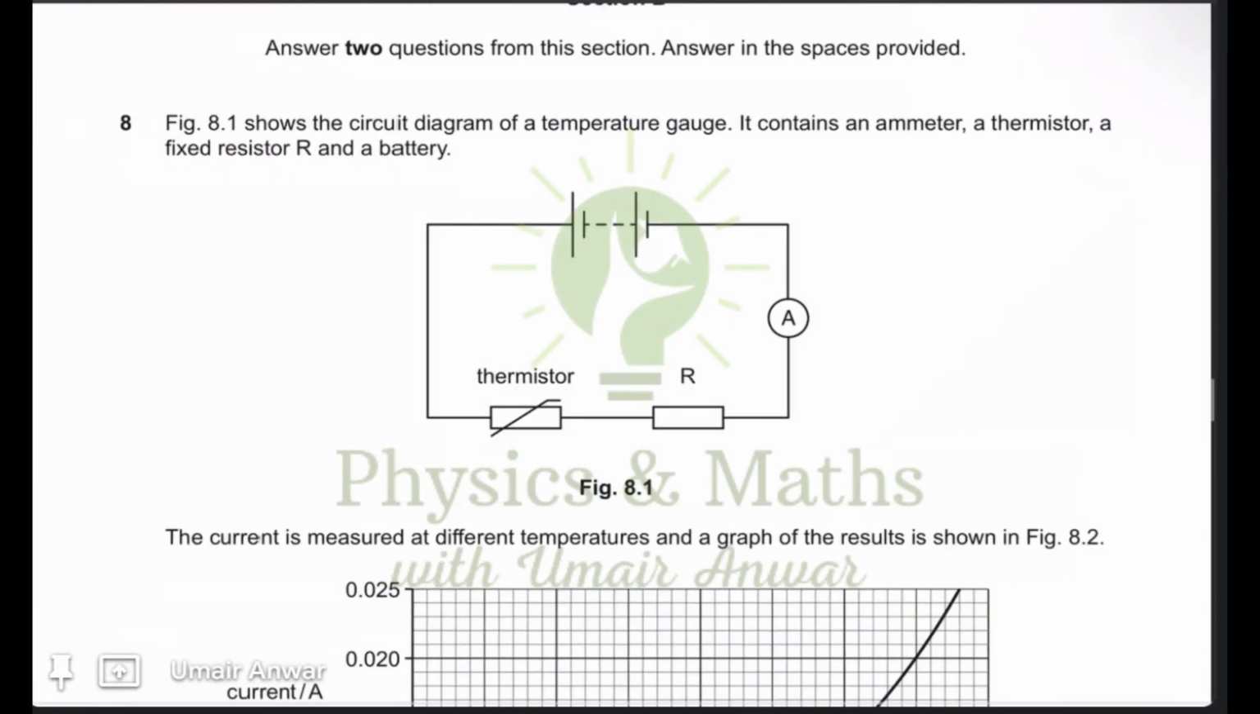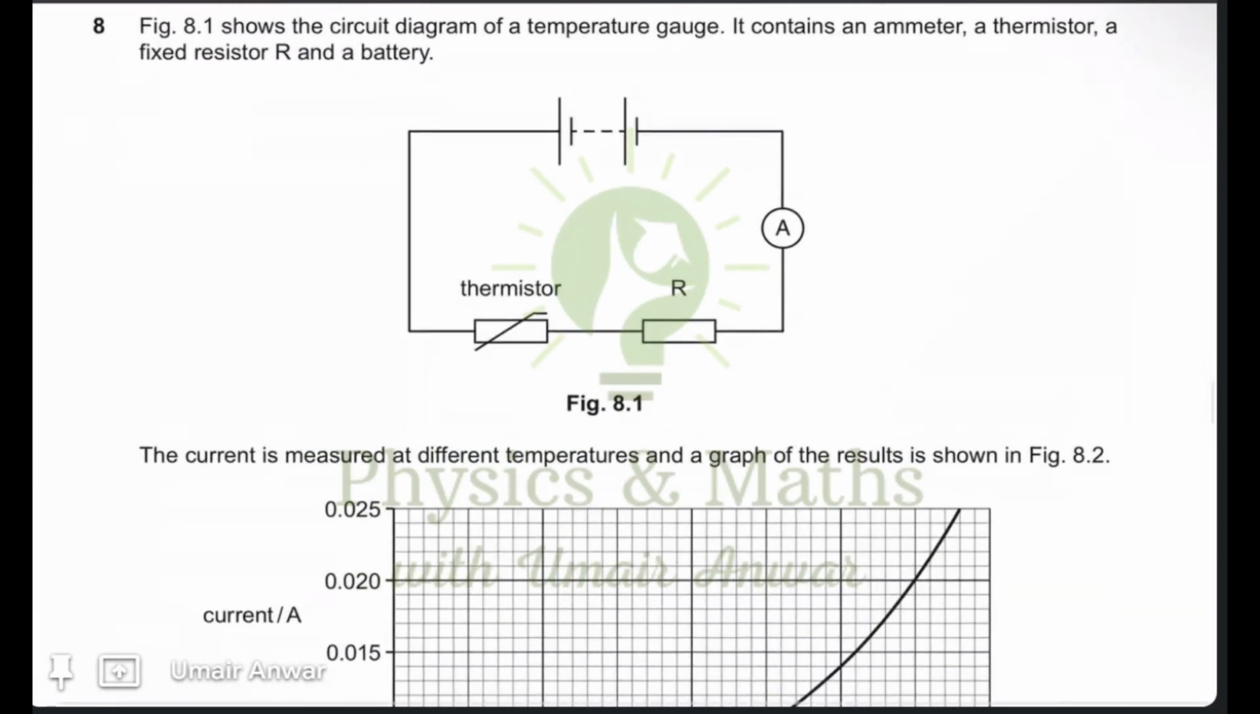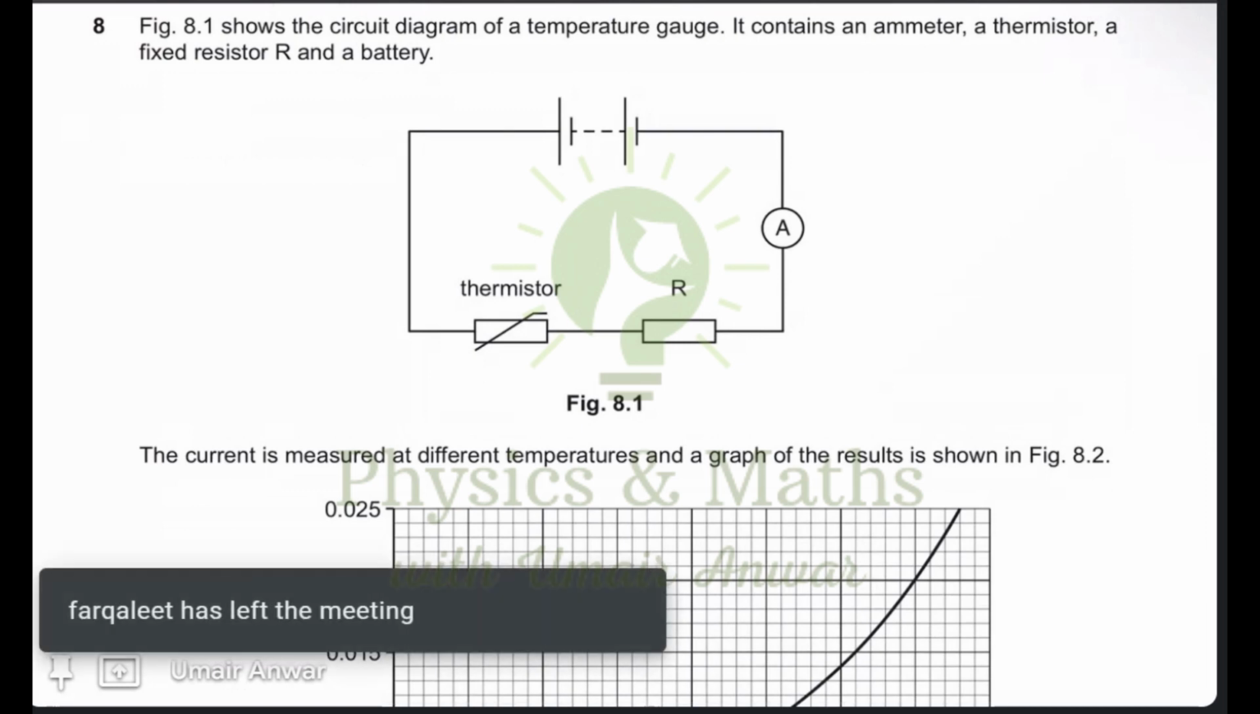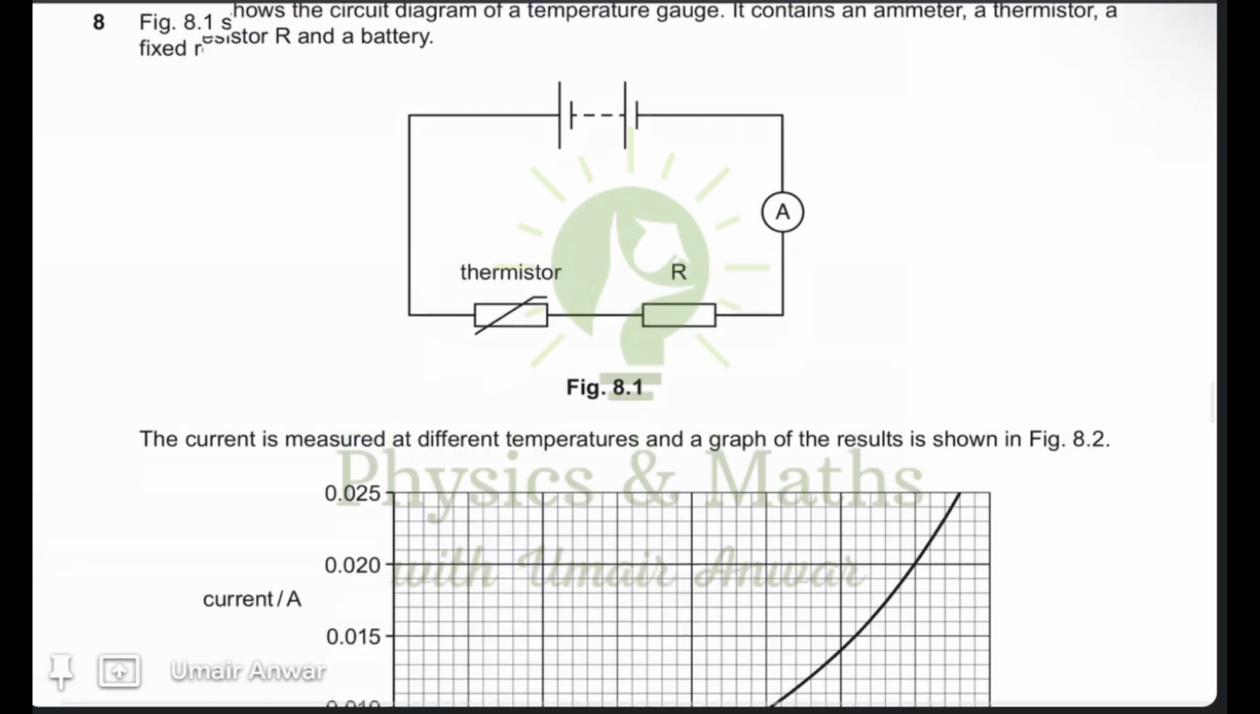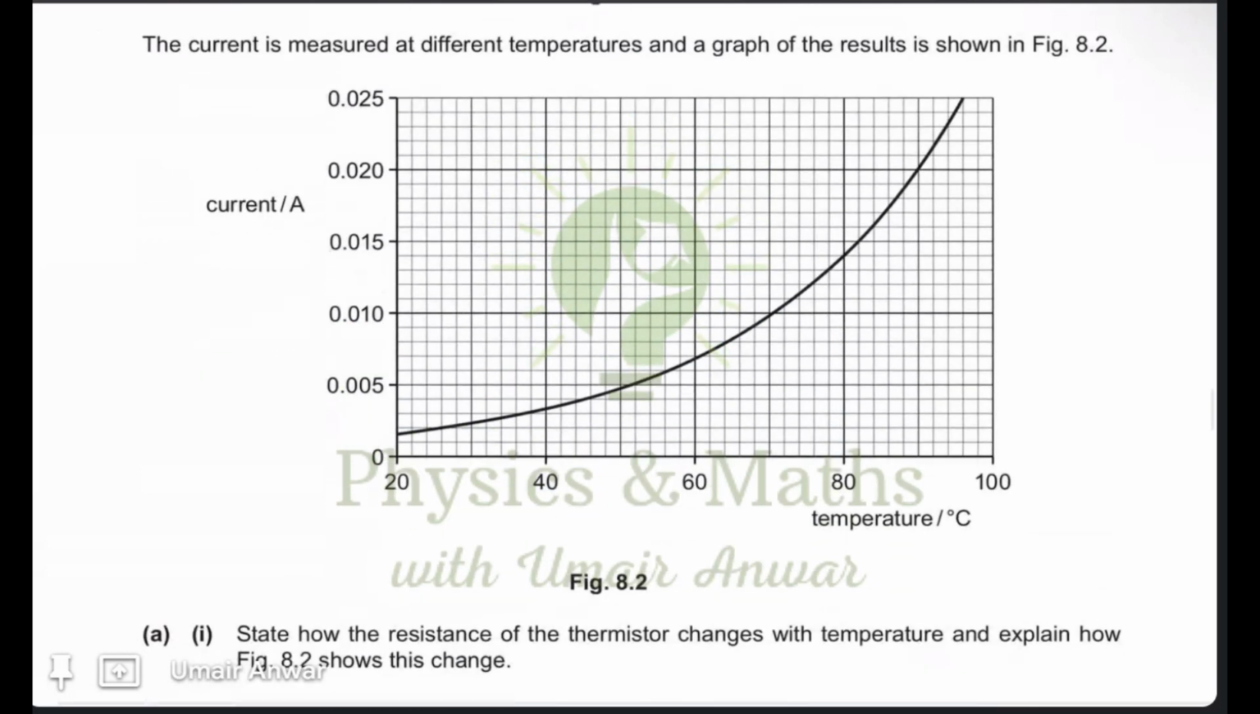Okay. Next question related to electricity. Figure 8.1 shows the circuit diagram of a temperature gauge. It contains an ammeter, a thermistor, a fixed resistor, R, and a battery. The current is measured at different temperatures and a graph of the result is shown.